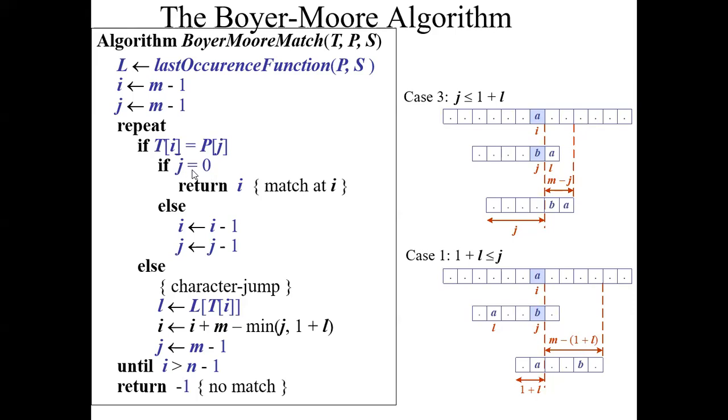I have to decrement both i and j because now I have to do the next comparison of the previous character of the pattern with the previous character of the text. So this goes on and on till I reach j equal to 0, if there are continuous matches. If there is a mismatch, that means this if is not satisfied, I move here, right? That is where my L matrix, which has been pre-processed, will come into the picture. I have to decide how many character jumps I have to make.